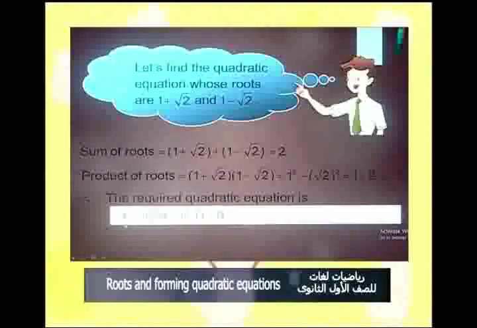Yes, excellent. Now we have the method of this quadratic equation. We have now x power 2 minus the sum, which is 2, times x, plus the product, which is negative 1, equals 0. Yes, x power 2 minus 2x minus 1, because positive multiplied by negative here equals negative 1, equals 0.